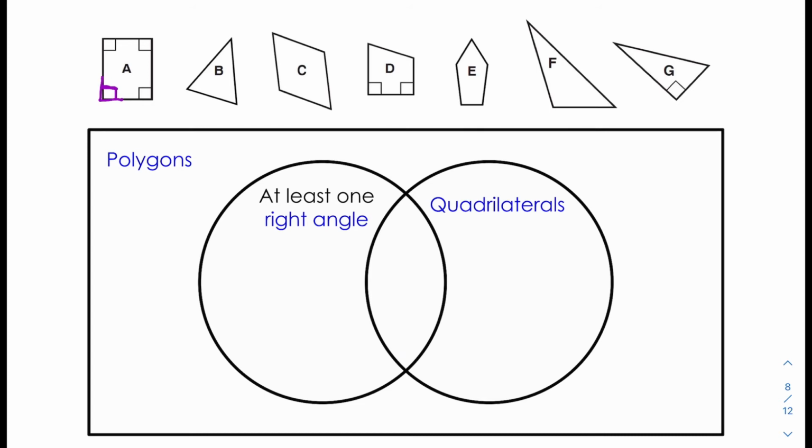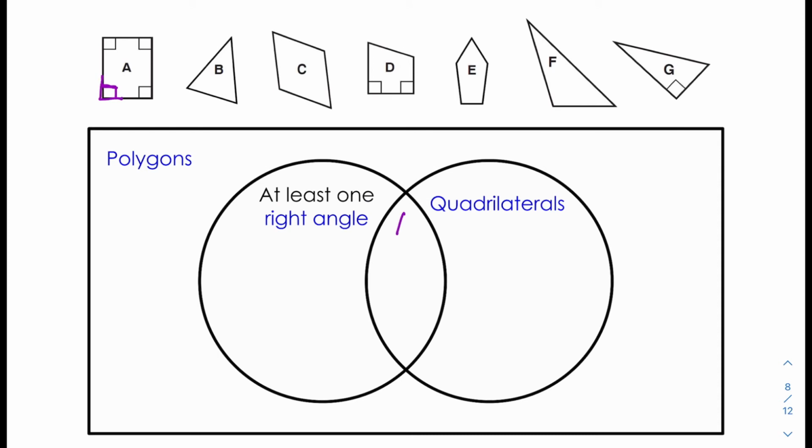So A, does it have at least one right angle? Yes. Is it a quadrilateral? Yes, it's a four-sided polygon, and so A would go in here. B has no right angles and it's not a quadrilateral, but it is a polygon, so we'll put it here. C has no right angles, but it is a quadrilateral, because it's a four-sided polygon.